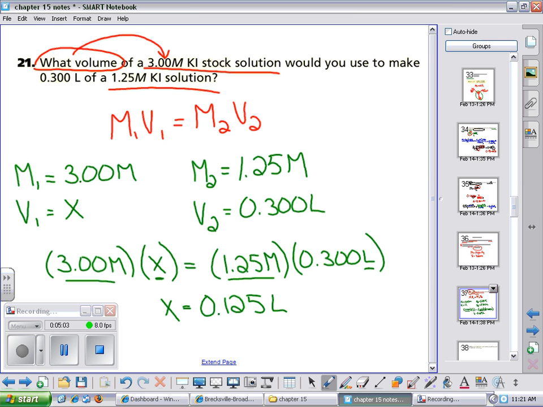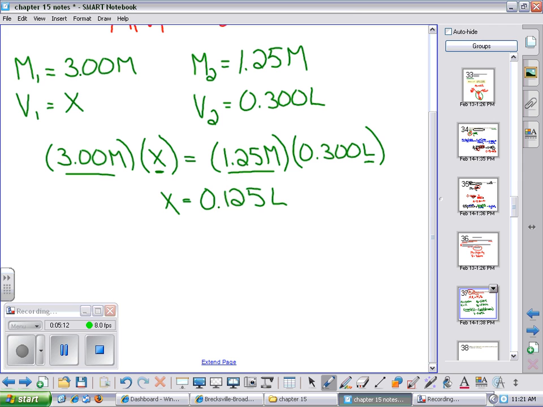Now if I ask the question, how much water do you need to use? You can figure that out easily. This is how many liters of the KI stock solution. This right here is how many liters of total solution.